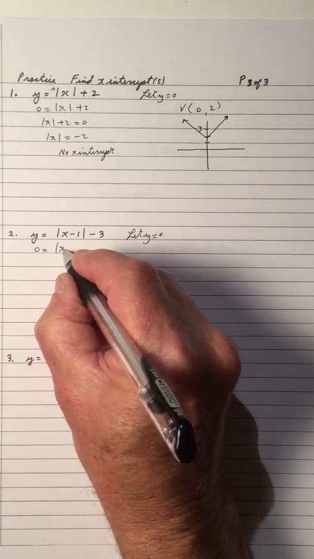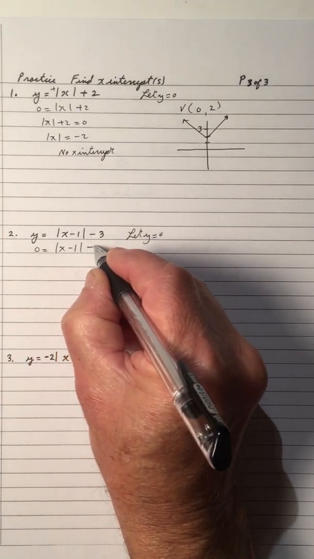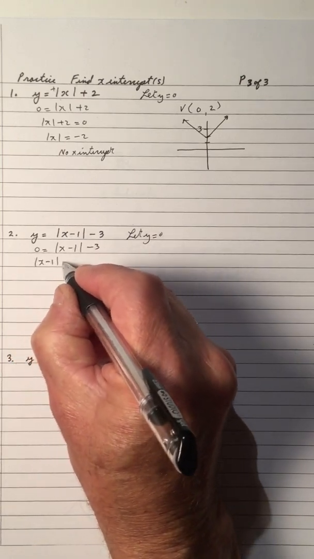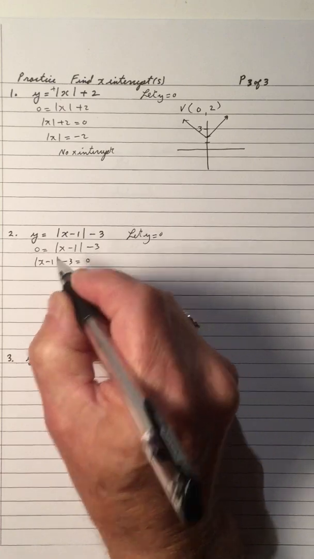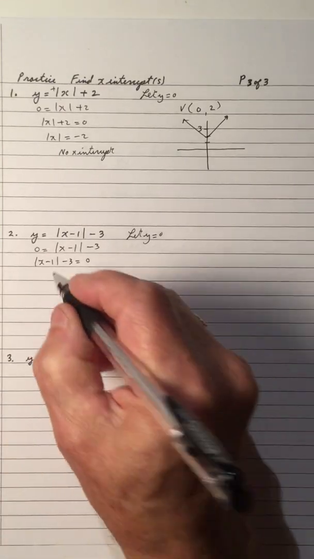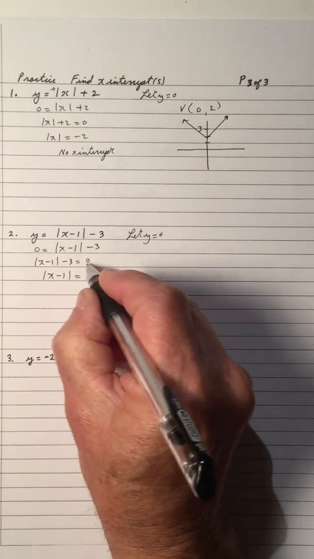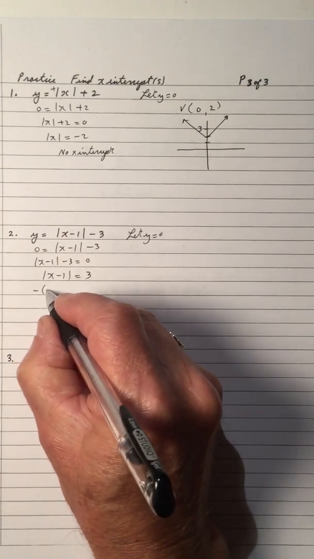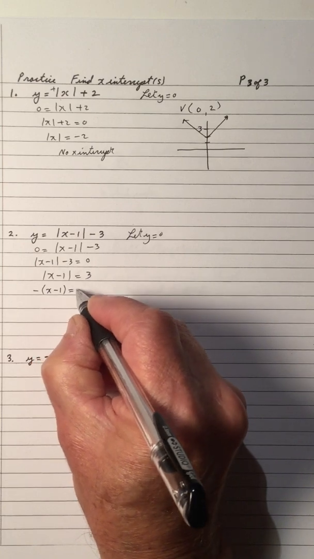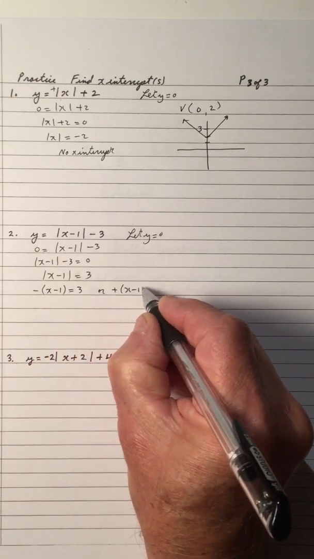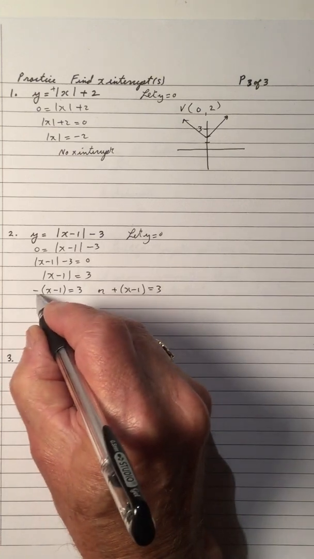We're going to let y equal 0. 0 equals the absolute value of x minus 1, minus 3. And we flip the equation around. I like to have the x on the left side. The absolute value of x minus 1 equals 3 when we move it over. The negative of x minus 1 equals 3, or the positive of x minus 1 equals 3.